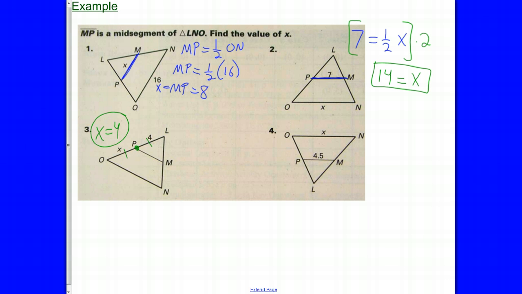And looking at the last question, very similar to question number 2. MP is a mid-segment. So that 4.5 is half of the third side, which is our X. So multiply both sides by 2. We get 9 equals X. All right.